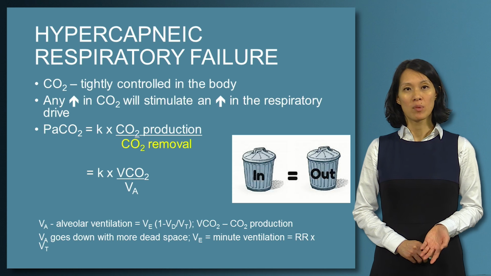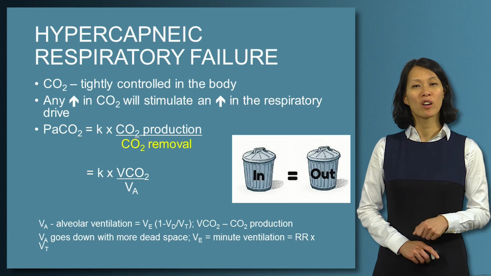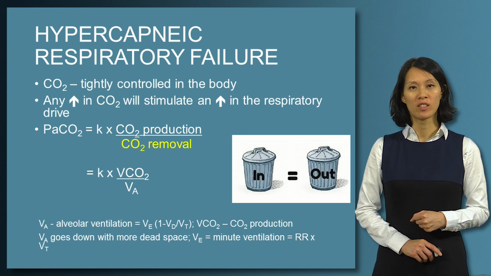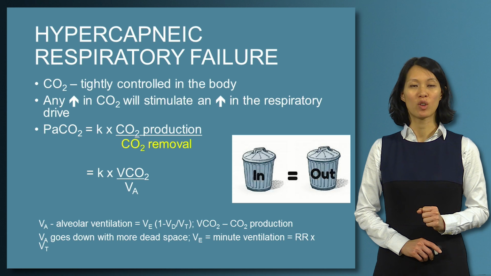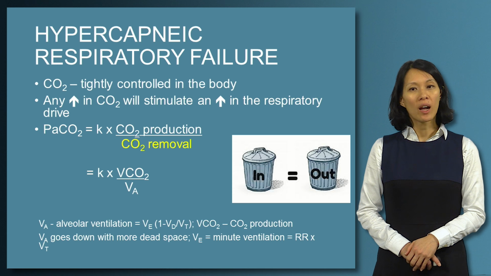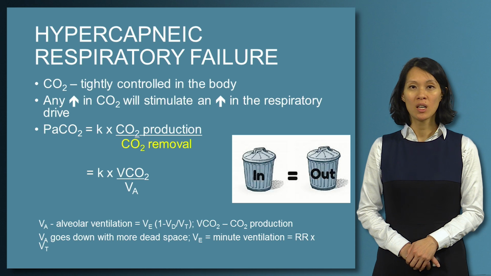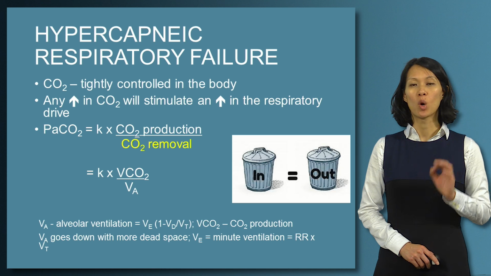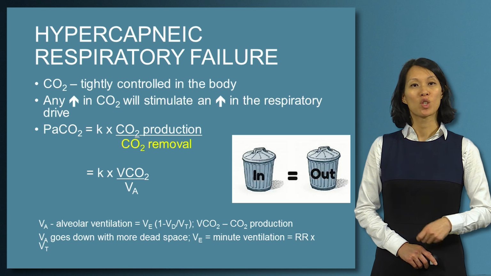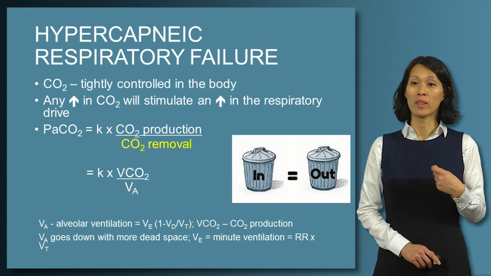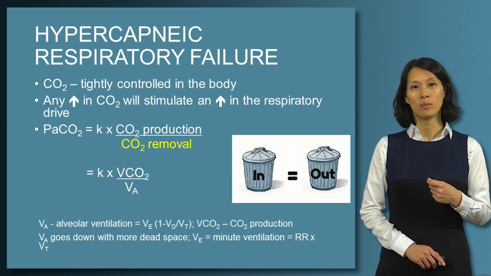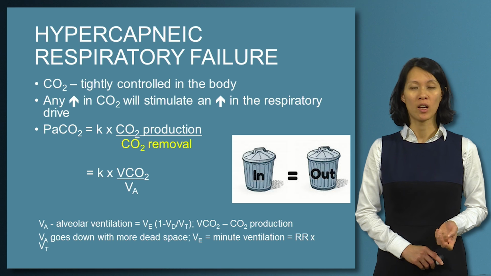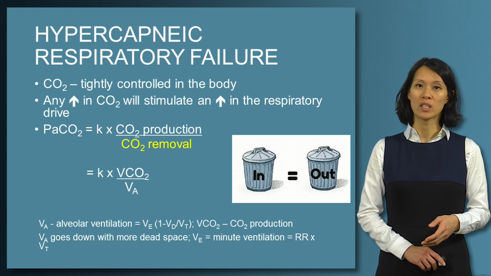When we think about hypercapnia, you have to remember that CO2 is actually very tightly controlled within the body. Any rise in CO2 will actually send a very strong signal and stimulate an increase in your respiratory drive within the brain. Whenever I think about arterial CO2 content, I really break it down into two parts. You have to remember that it is always balanced by what is going in and what is coming out. So what's going into the blood, which basically is denoted by the CO2 production, is oftentimes denoted as VCO2. CO2 removal, or getting rid of carbon dioxide, really depends a lot on alveolar ventilation.